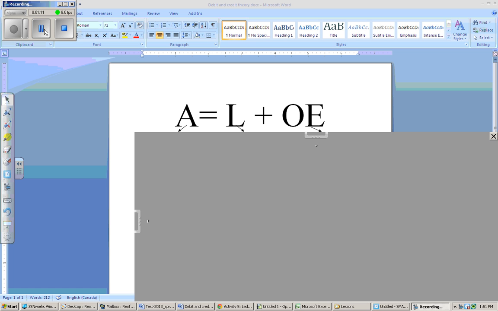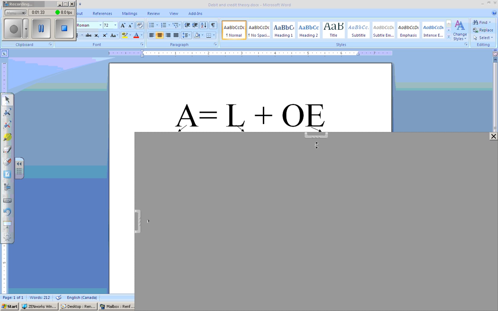With T accounts, you need to learn the rules of where you record an increase or a decrease to an asset, liability, or owner's equity. But first of all, I'm going to explain some theory about T accounts to you. If you look at the sheet I have displayed here, it has the fundamental accounting equation on it, A equals L plus OE. I'm going to use that equation to show you how to record transactions in T accounts.